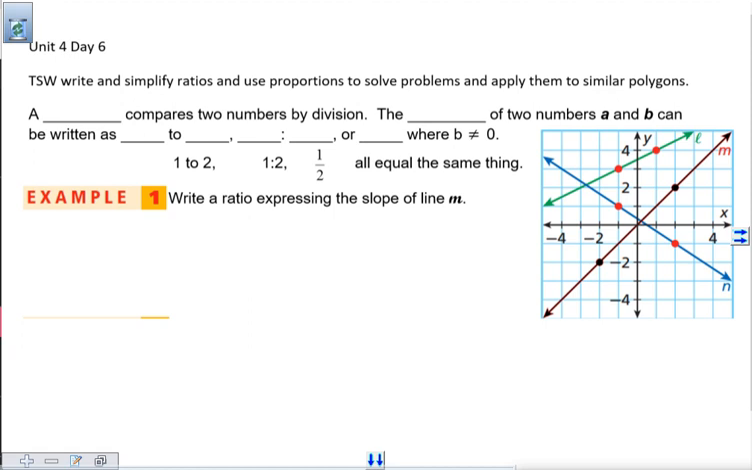Today we're going to be looking at ratios. Ratios compare two numbers by division. And we've got a few different ways we can write a ratio. First one is A to B with the word "to" in between, A:B with a colon in between, or A/B as a fraction, so long as B does not equal 0, because remember in this class, division by 0 is undefined.